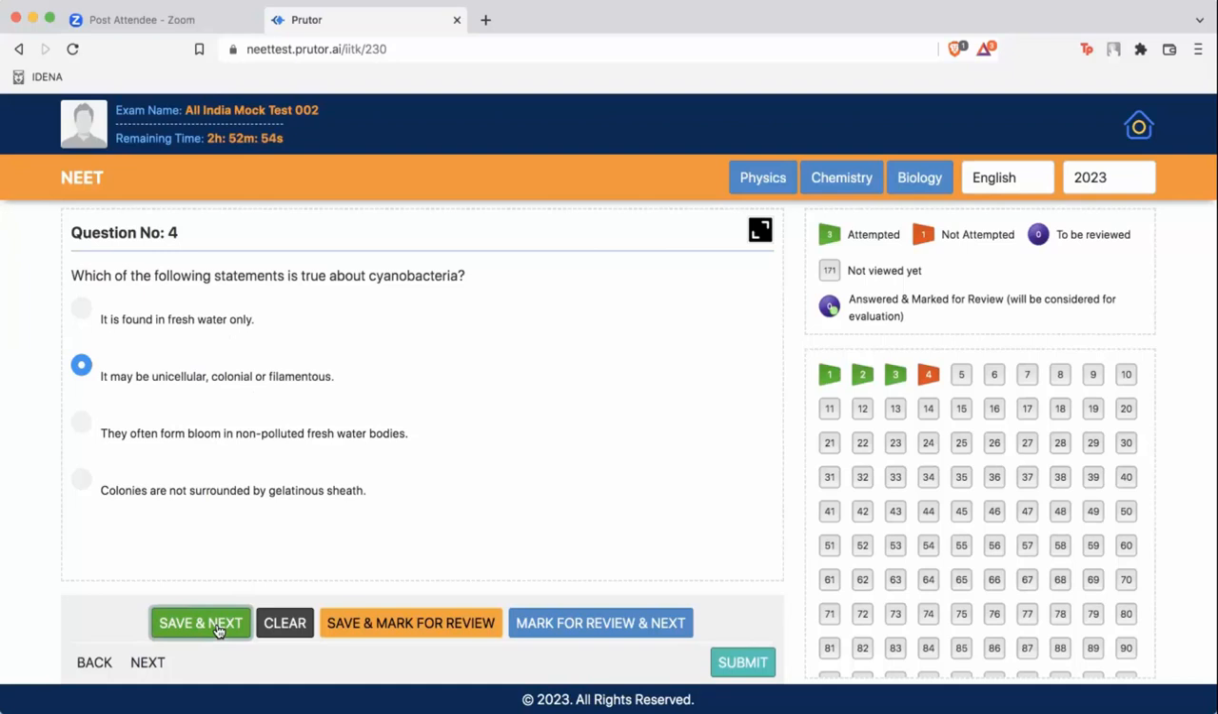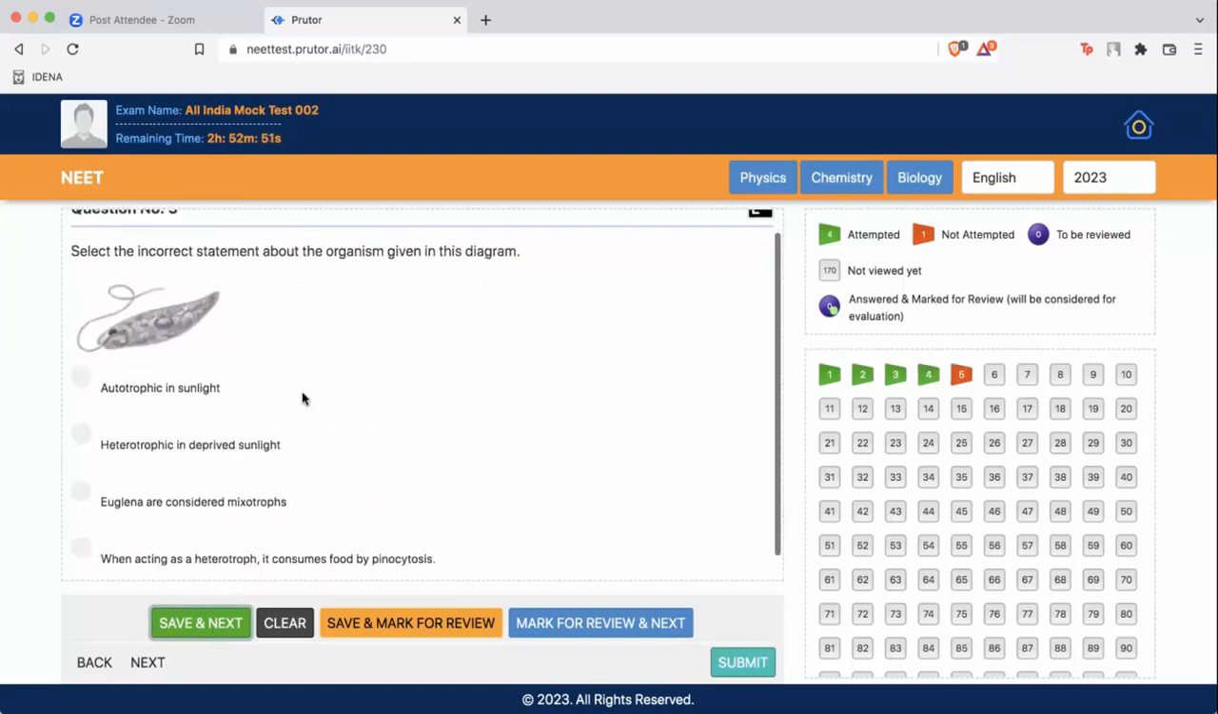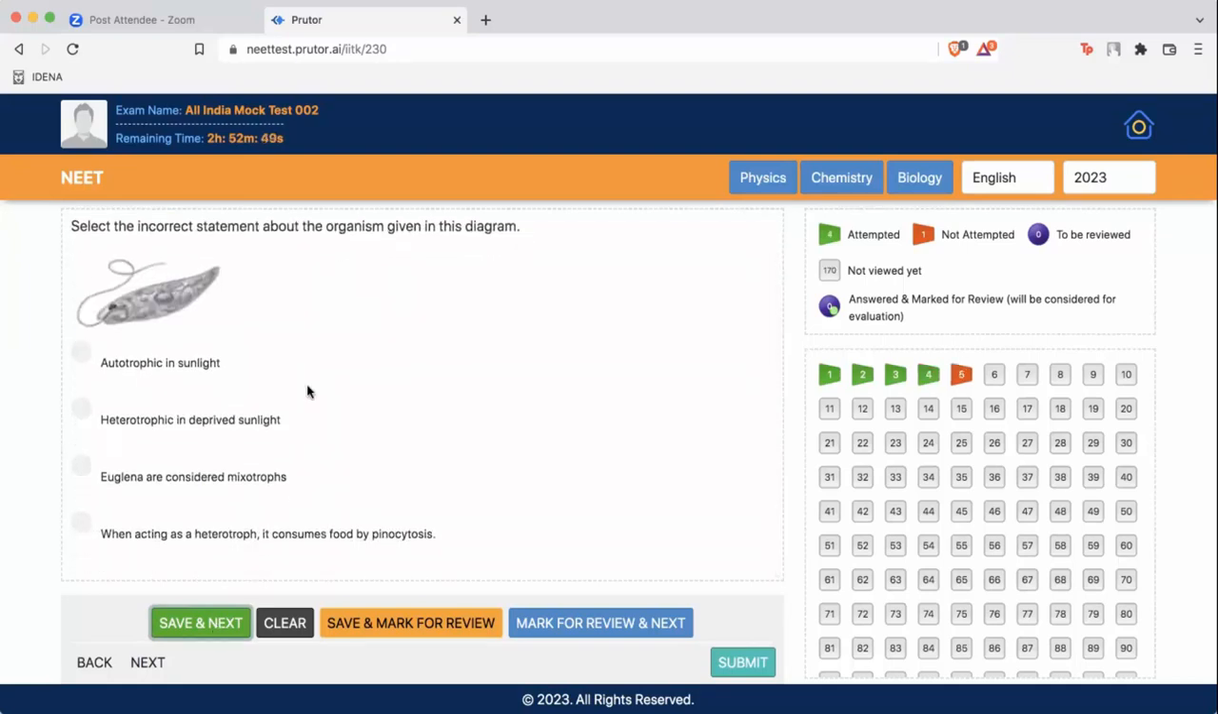Select the incorrect statement about the organism given below. Heterotrophic in diffuse sunlight, autotrophic in sunlight. Euglena are considered mixotrophs. When acting as a heterotroph, it consumes food by pinocytosis. No, pinocytosis is the way by which it takes in water, not food. This is a euglenoid.